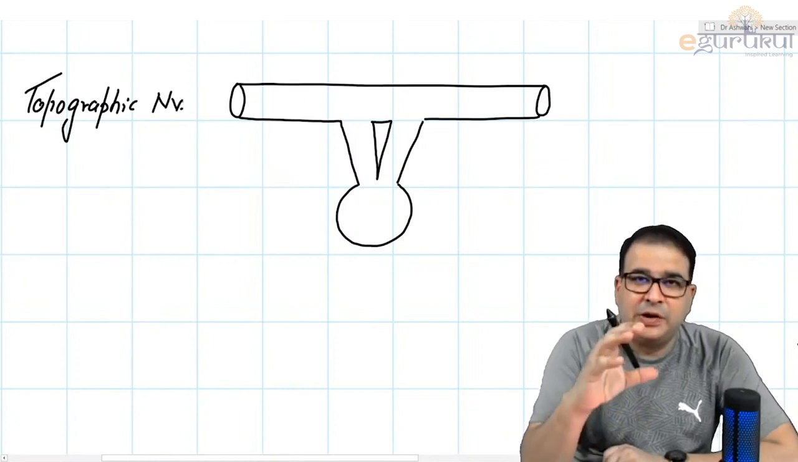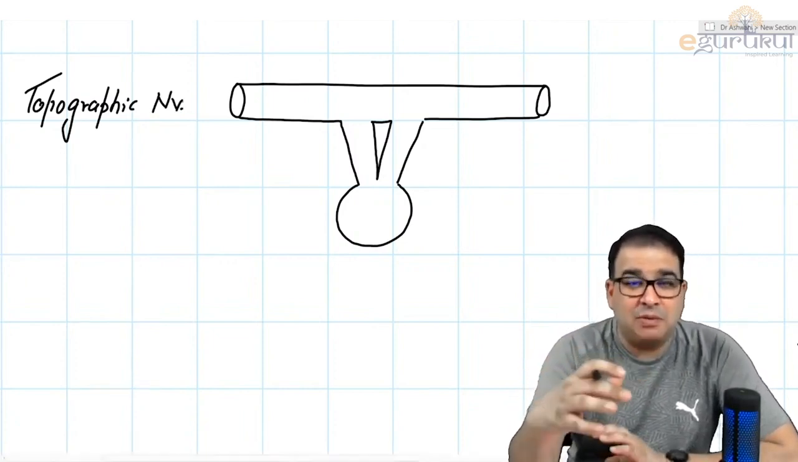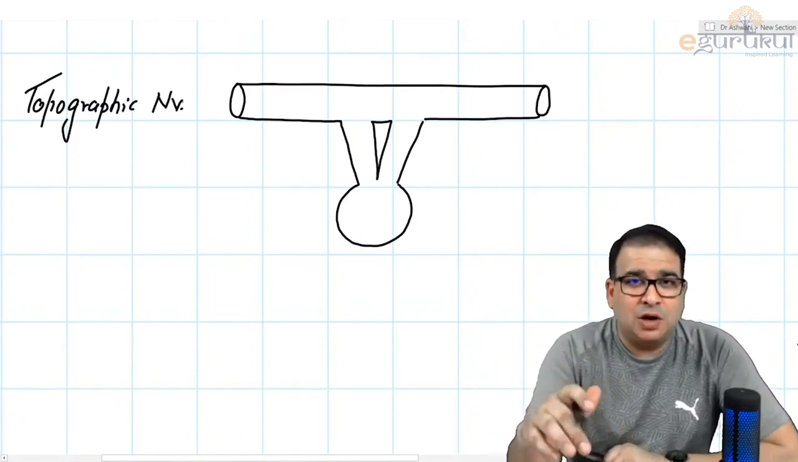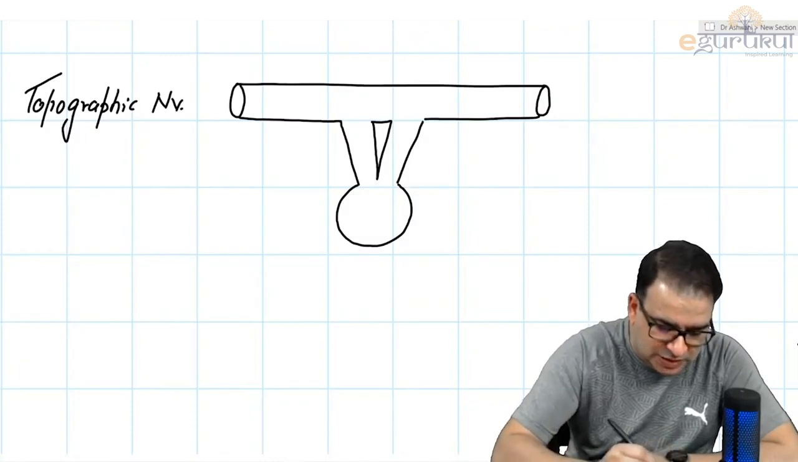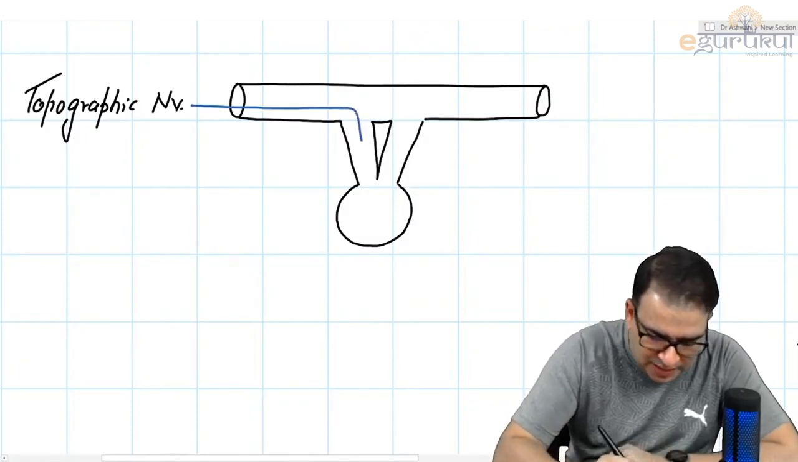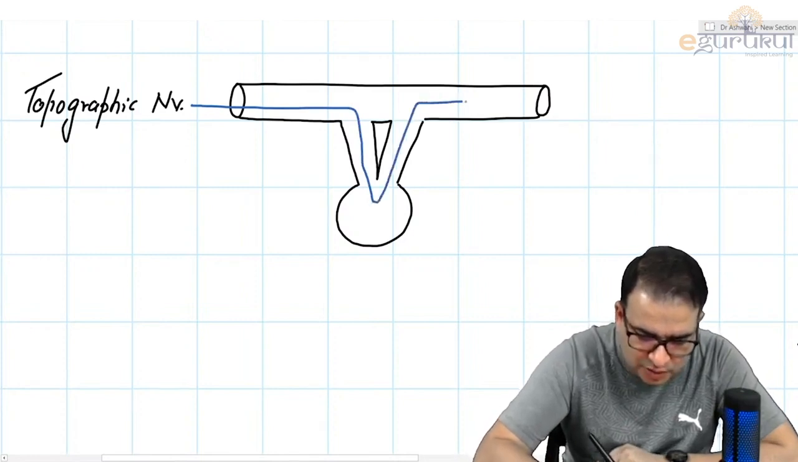Topographic nerve means the nerve which is just hanging the ganglion. I mean, this is the one which is giving an anatomical position to the ganglion. It is also called a morphological nerve. Topographic nerve means the nerve which you will see will go inside the ganglion like this, and then will come out without relaying inside the ganglion.